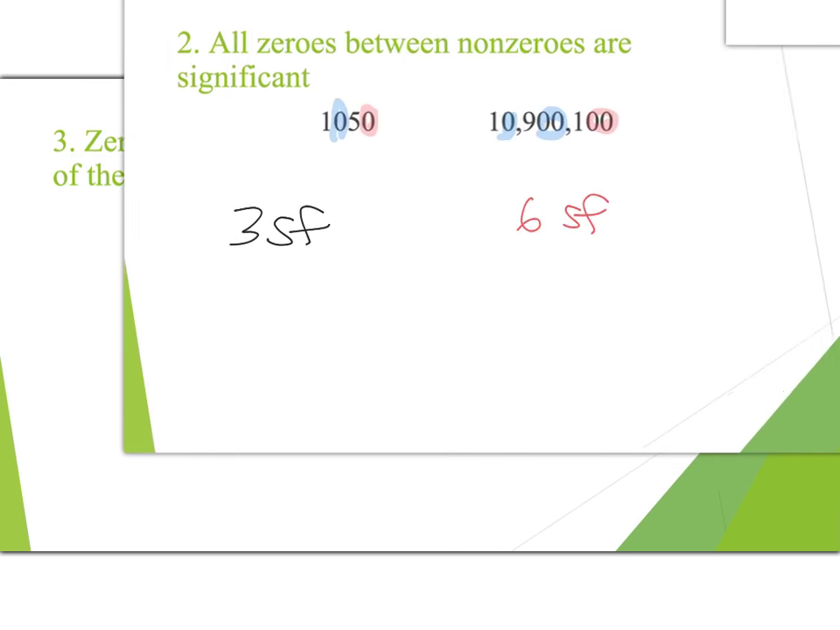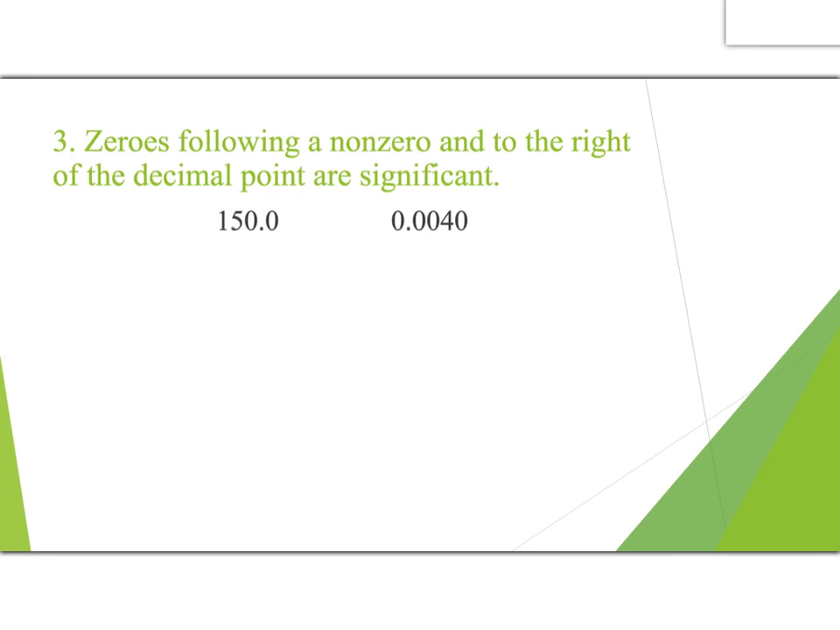Rule number 3. Zeros following a non-zero and to the right of the decimal point are significant. So this 0 is to the right of a decimal and follows a non-zero, and so it is significant. This 0, because it's between two significant numbers, makes it significant. So we have 1, 2, 3, 4 significant figures.